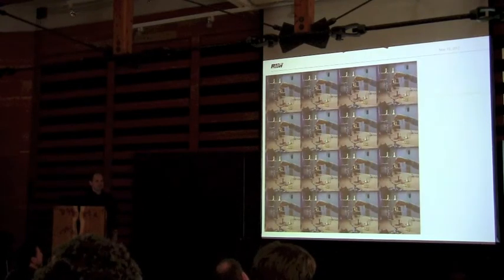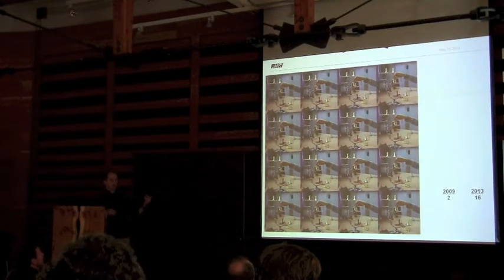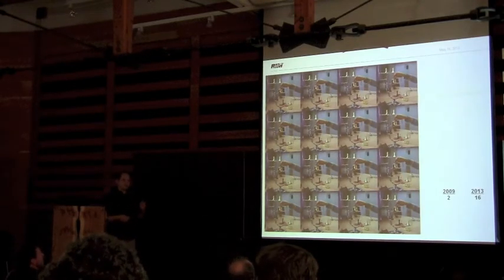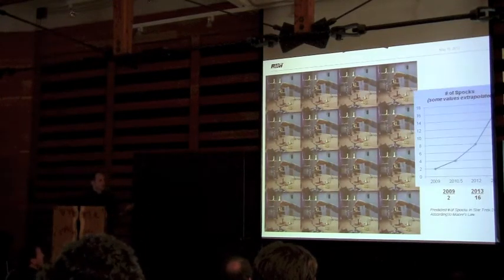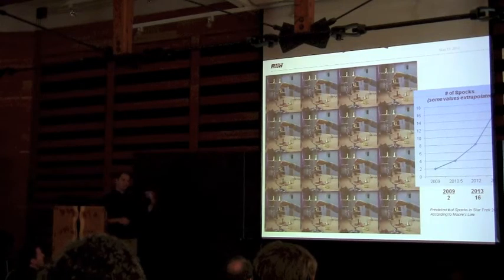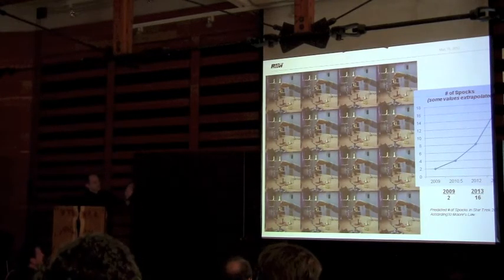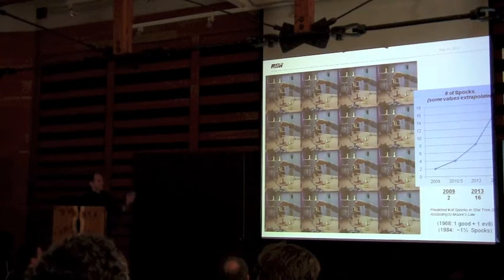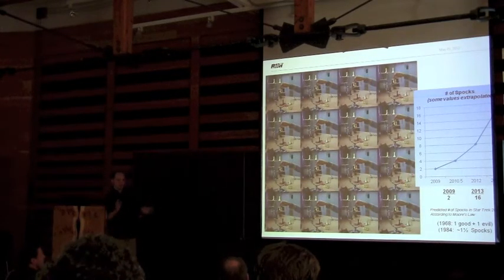You've got 16 Spocks all at once trying to play chess with each other. In Star Trek 2009 there were two concurrent Spocks, right? And so based on Moore's law, we can predict that the next Star Trek will have 16 Spocks. You always have to have graphs in your talk. Some of that's a bit extrapolated, but I should also mention that in '68 there were two Spocks for a small time, but one was evil. It didn't really work out.